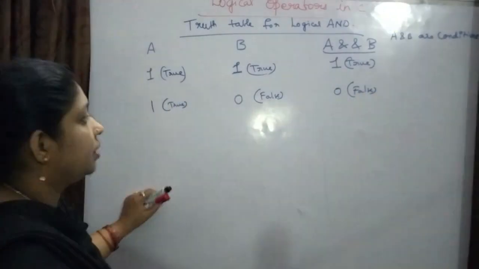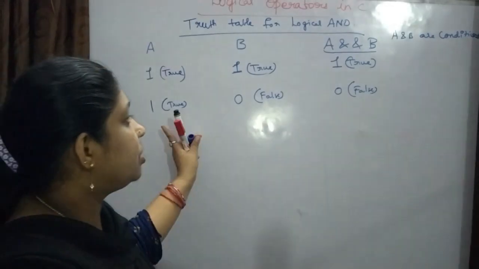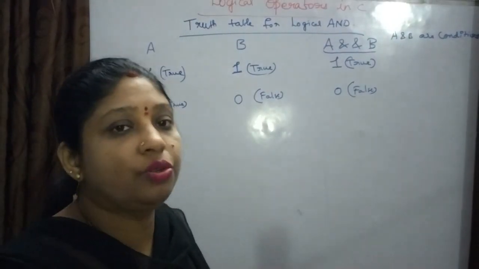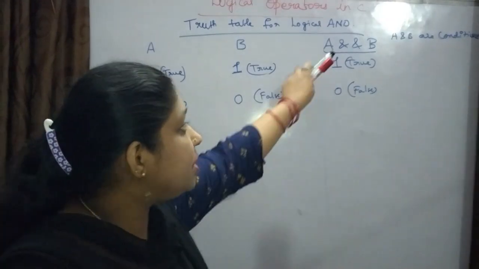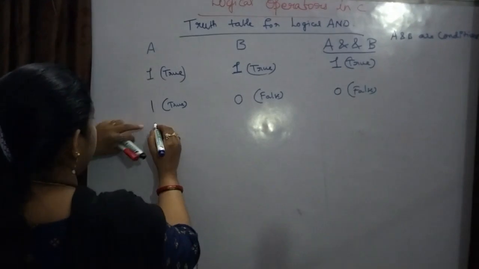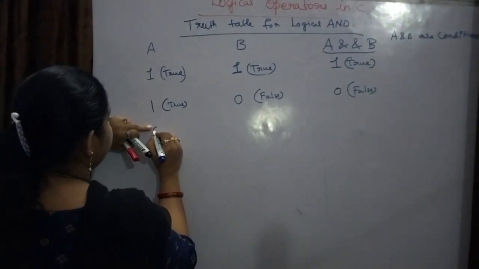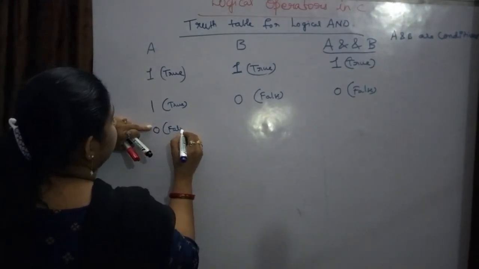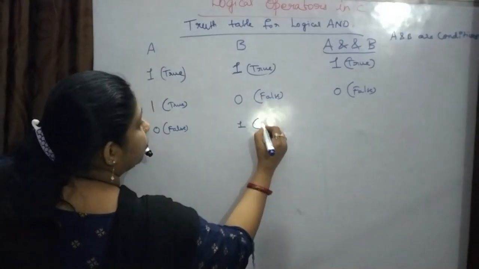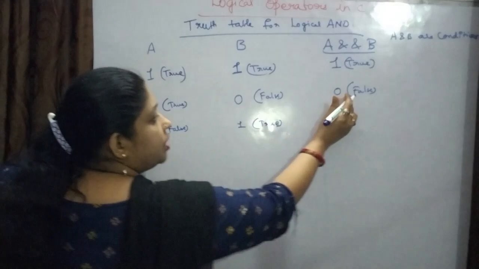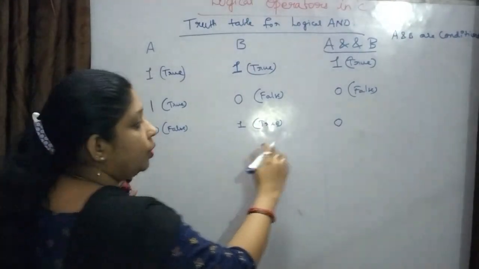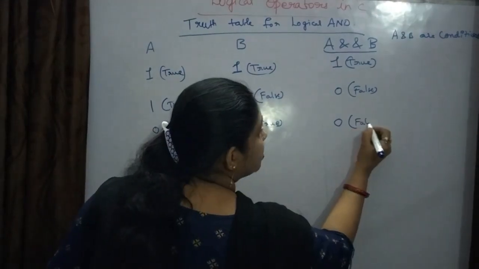Understood? If any one condition is satisfied and the other is not, the result is not true. Both the conditions should be satisfied. That is the meaning of the double ampersand. Next, if this is false and B is true, then also you will get the same answer, because only one condition is true, so the result will be false.